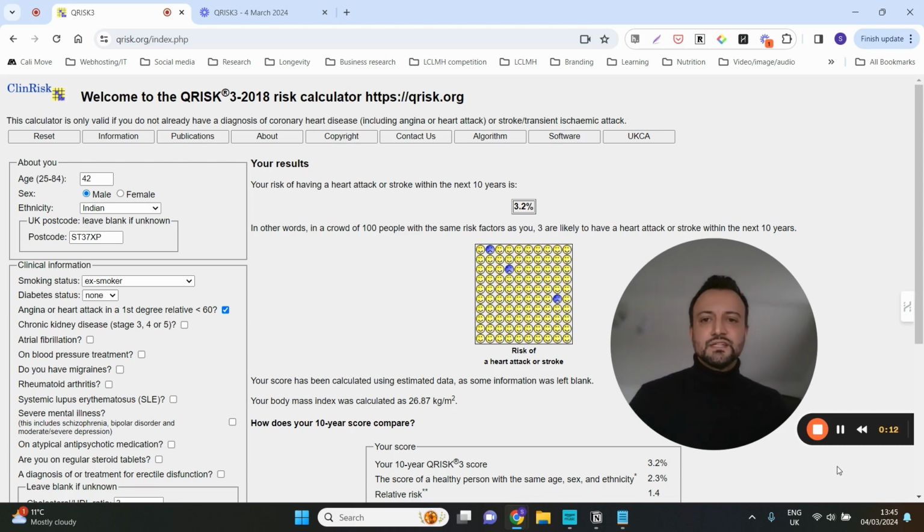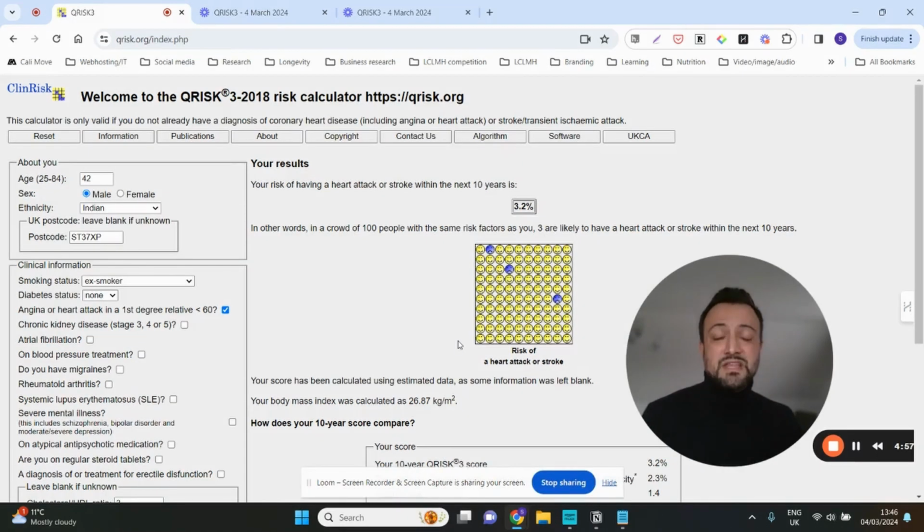One thing that I find in clinic when we go through this QRisk is that often hearing a number like 3% or 30% doesn't really mean much. Benchmarking this against other people of a similar age helps in understanding what it means to them.